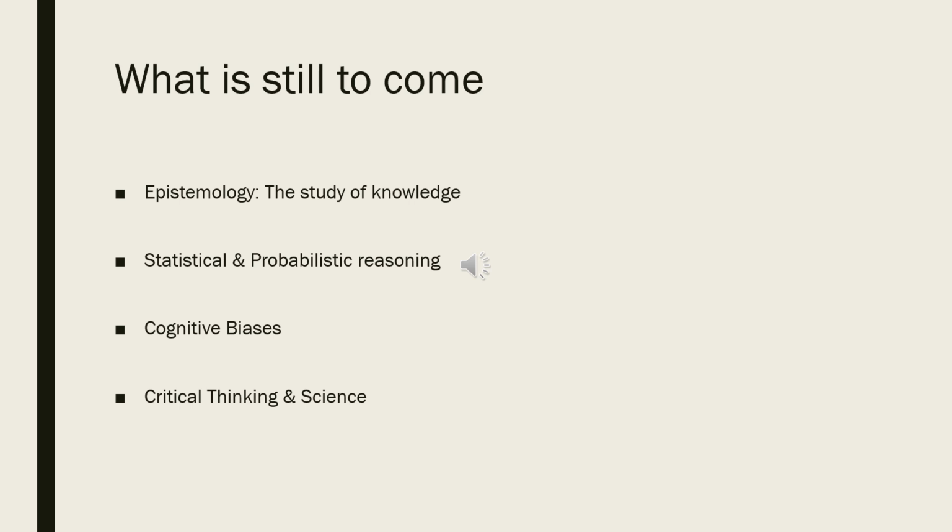In the rest of this class, we still have a few more, hopefully more interesting things to come, a little bit less technical in some respects, but technical in other respects. These topics include epistemology, or the study of knowledge, which is what this lecture will be about, issues in statistical and probabilistic reasoning, different kinds of cognitive biases and how to avoid them, and then critical thinking about science, the scientific method, and what differentiates good research and theorizing from forms of quackery.